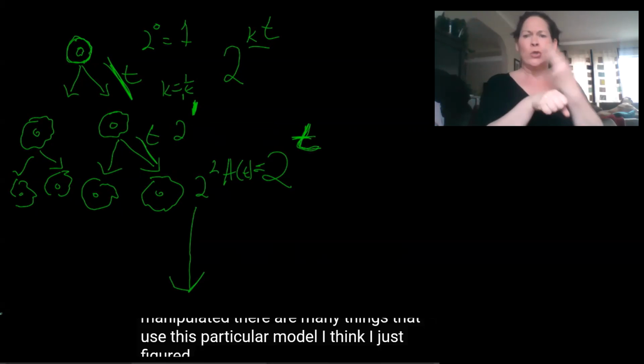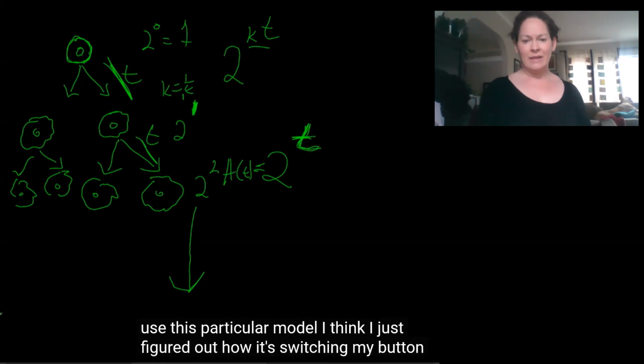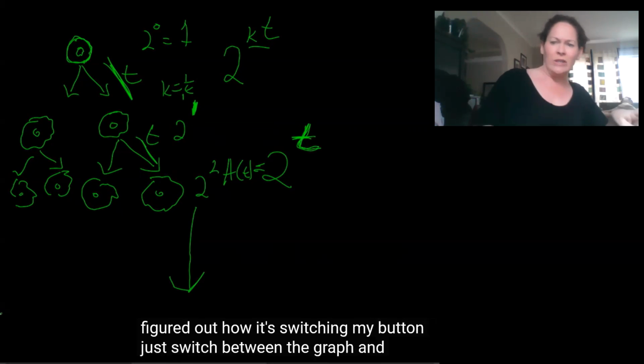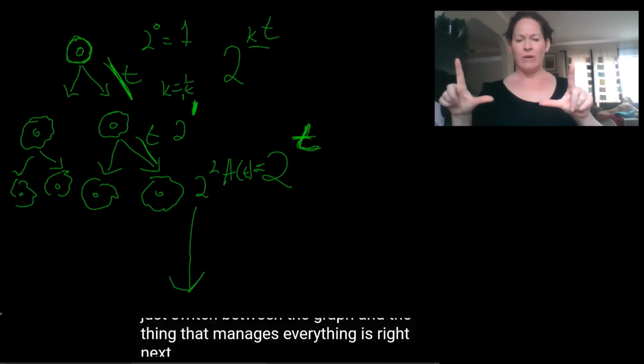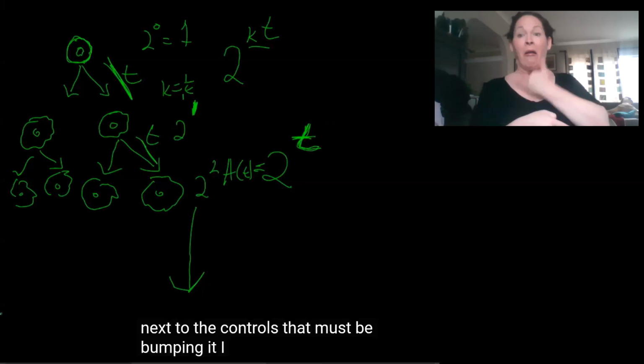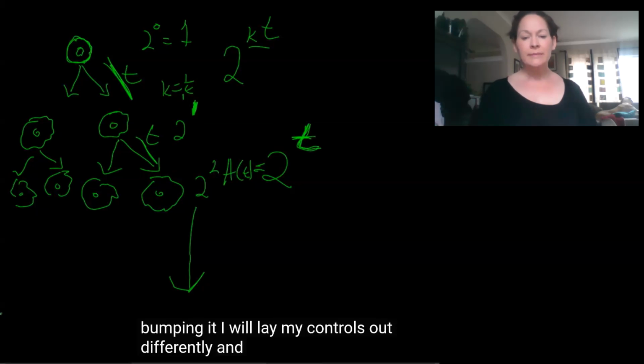And I think I just figured out how it's switching. My button to switch between the graph and the thing that manages everything is right next to the controls. I must be bumping it. I'll lay my controls out differently.